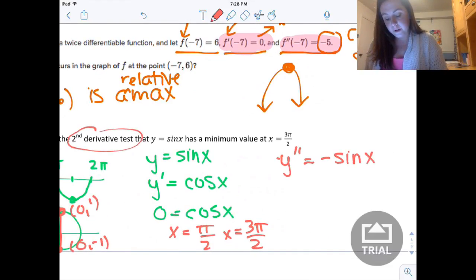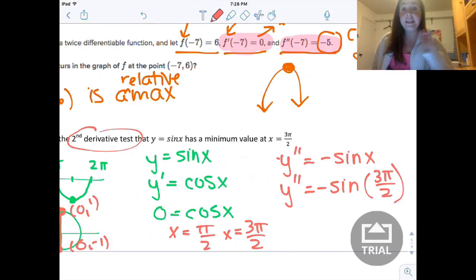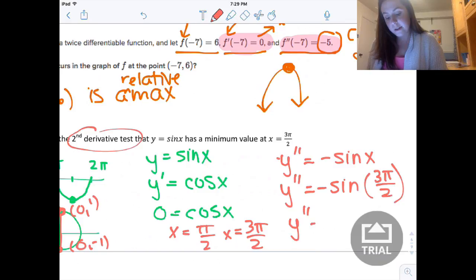And y double prime here would be negative sine of 3 pi over 2. Now, ideally, what we would like to see is that this comes out positive so that we get a concave up function and we can go from there. But what I notice here is that sine of 3 pi over 2 is actually 0, so y double prime is 0. If this had come out to be positive, we'd be done.